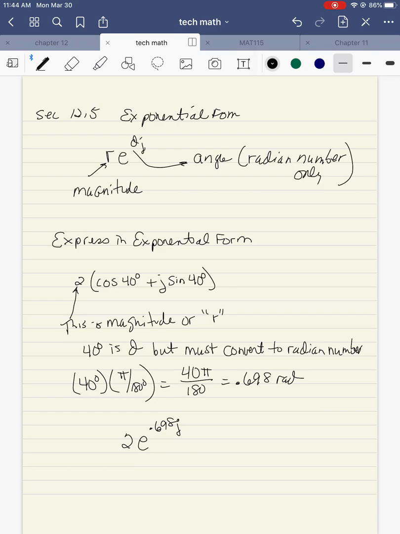So express in exponential form, given 2 cosine 40 plus j sine 40. The 2 on the outside is the magnitude, or r, in this form. The 40 degrees is theta, but it's not in the correct form, so I do have to convert it to radians. So I take 40 degrees, I multiply it by pi divided by 180 degrees, and that comes out to 0.698 radians. So when I put it in exponential form, I put the 2 in front of the e, e raised to 0.698 j.